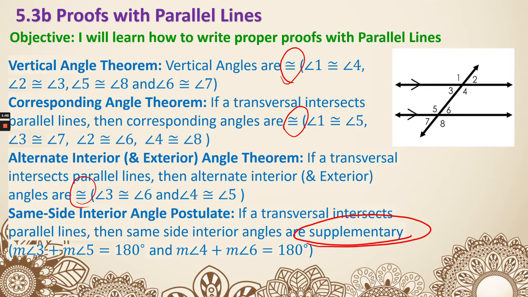This one is supplementary. Also, this is the only postulate on this page. All the other ones are theorems, which means we actually have to prove them and then make sure we can use them. But a postulate means we can use it without doing any proof. So same side interior angle is a postulate, and that is the only postulate that we will talk about today. The other ones are all theorems.